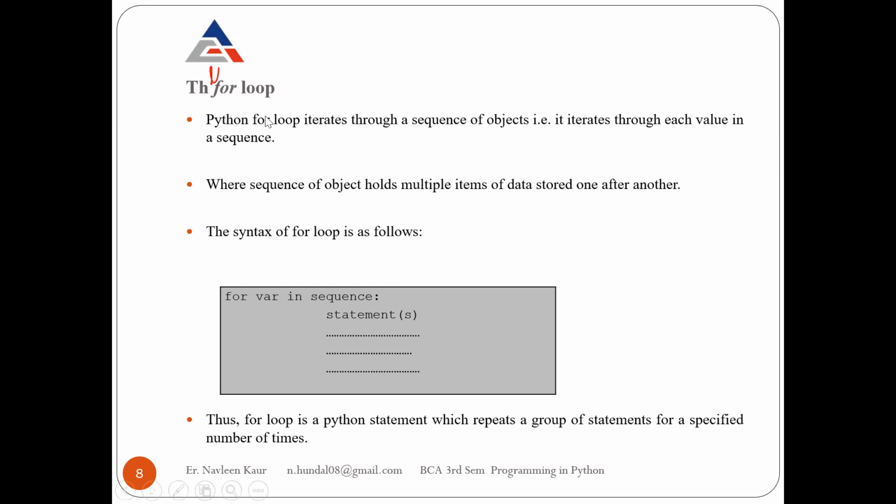Okay, the for loop. Before doing the for loop, this range is very important. It is a loop again, and it will iterate, it will repeat some statements. Where a sequence of objects holds multiple items of data, it means there are multiple statements written one after another, and the for loop will repeat them. So if these are the statements that I want to repeat, I write them inside the for loop. Now what is the syntax of the for loop?